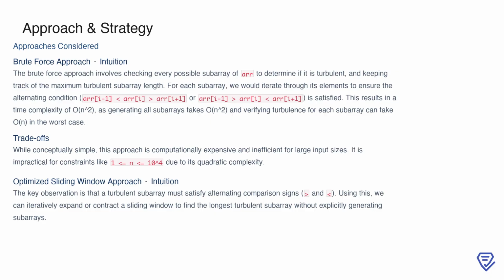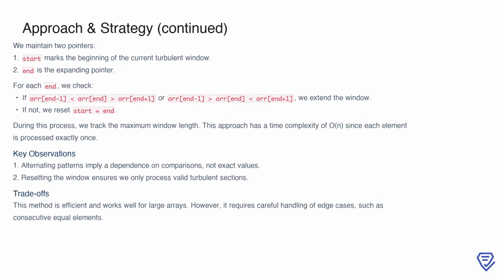Recognizing this inefficiency, we turn to a more optimized approach leveraging the sliding window technique. The key observation for this is that we don't need to generate subarrays explicitly. Instead, we can focus on maintaining the alternating pattern of comparisons as we traverse the array. Using the sliding window approach, we define two pointers: start, which marks the beginning of the current turbulent window, and end, which expands as we iterate through the array.